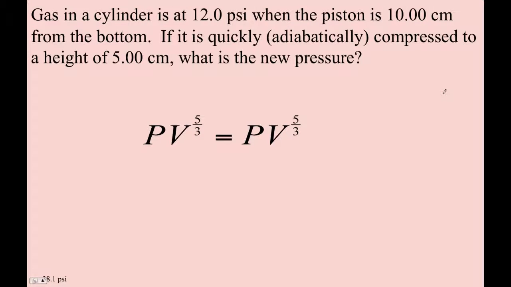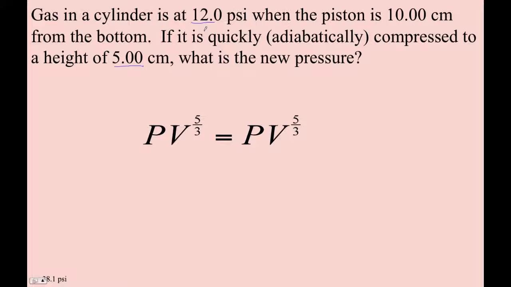Okay, so let's do ones with unconventional units. A gas in a cylinder, when the piston is 10 centimeters from the bottom, is at 12 psi. If it's quickly compressed to 5 centimeters, what's the new pressure? These are absolute pressures. Unless we say gauge pressure, we mean absolute, right?